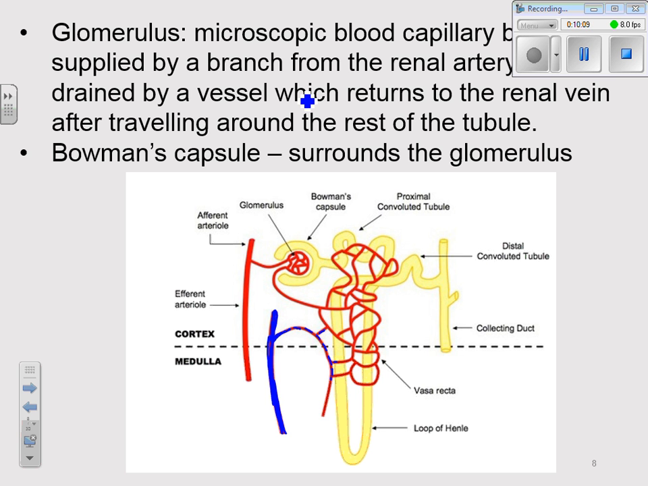Starting with the first couple of bits here. Now, one of the hardest words to say in biology is the first word on this slide.